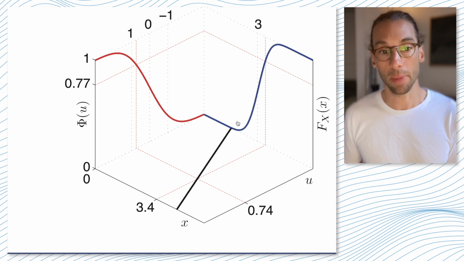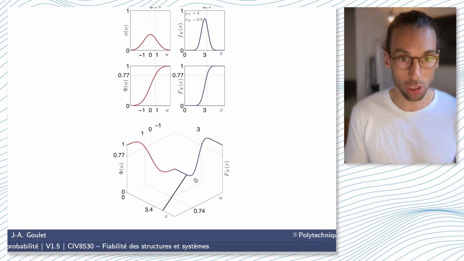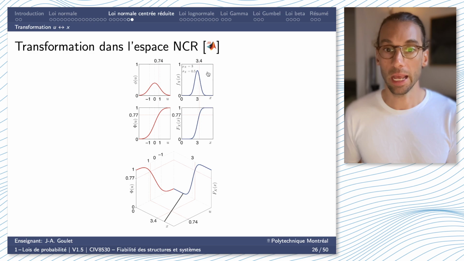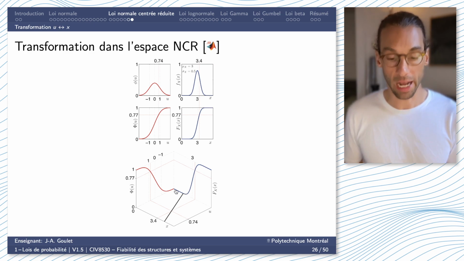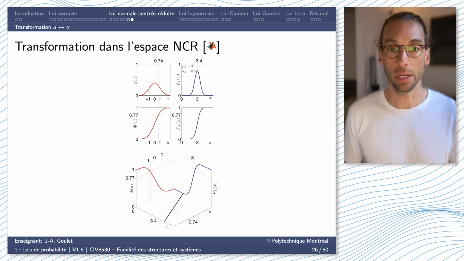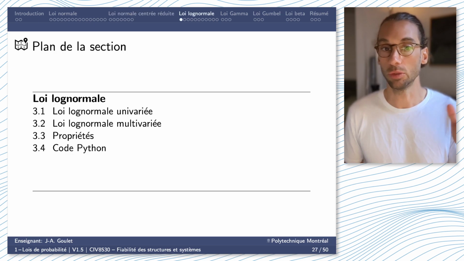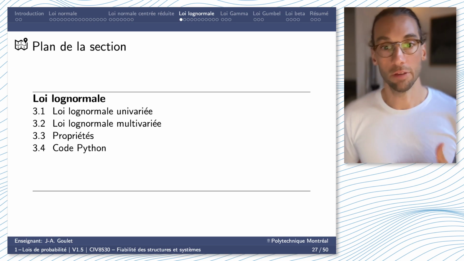So what this black line means is that we have a linear transformation between the arbitrary Gaussian space and the standard normal space. And the equation for that curve is the equation we saw here, that we can use in an arbitrary number of dimensions for arbitrary correlation between Gaussian random vectors. So that concludes what we wanted to see for the Gaussian.